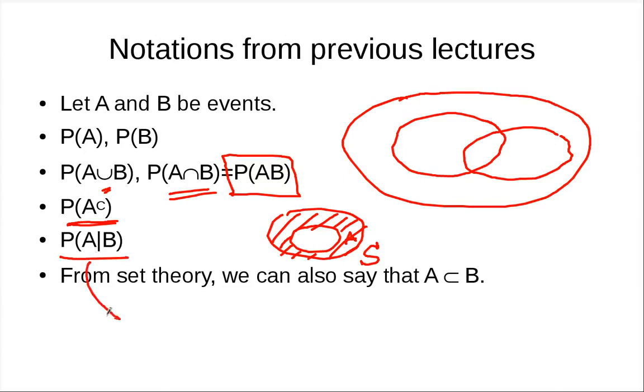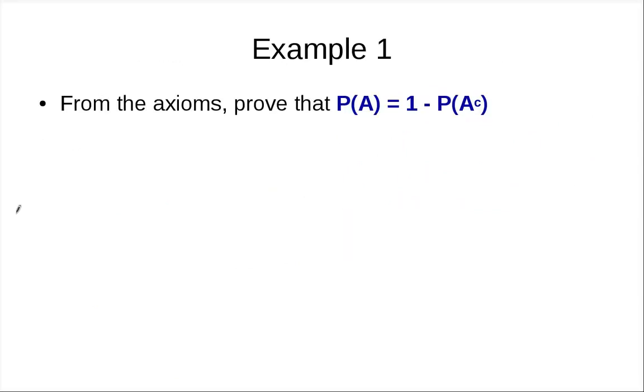And you have this, A given B. By definition, this is the probability of AB over the probability of B, and this is only defined when the probability of B is greater than 0. And because A and B are both sets, we can use this symbol. We can say that A is a subset of B. So these are a quick review of the notations.